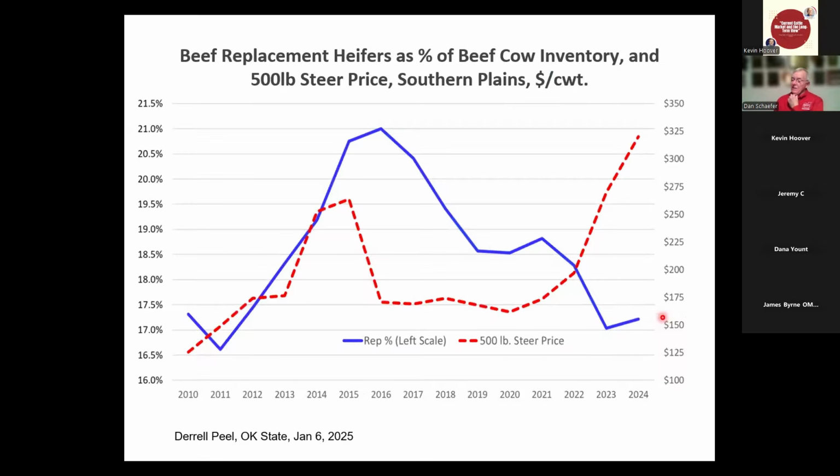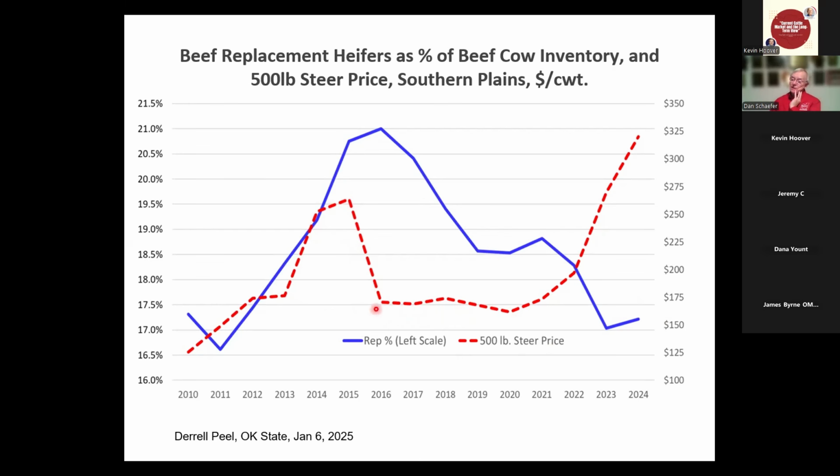The situation in 2014, 2015 is explained here on this slide. And the point here is that the situation in 2014, 2015 is different than the situation in 24, 25. This is a slide developed by Daryl Peel at Oklahoma State, who's been a great voice in keeping the cattle industry informed of where we are in the cattle cycle. So this is the relationship between 500-pound steer price, and it peaked in 2014. But it dramatically declined thereafter, unexpectedly rapid decline.